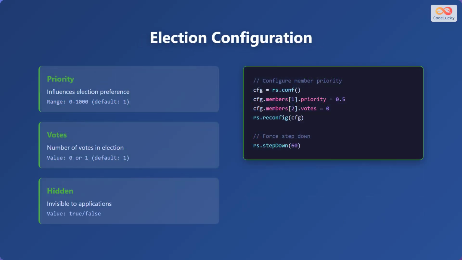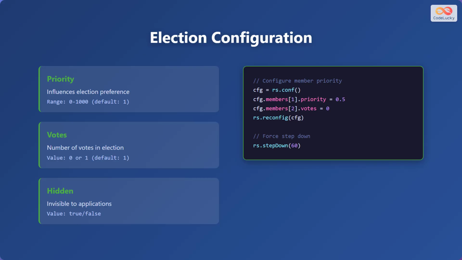Several configuration options influence the election process. Priority determines the preference of a member to become the primary. It ranges from 0 to 1,000, with a default of 1. Votes determine the number of votes a member has during an election. It can be 0 or 1, defaulting to 1. A hidden member is invisible to applications and cannot become a primary. The code block shows how to configure these options.